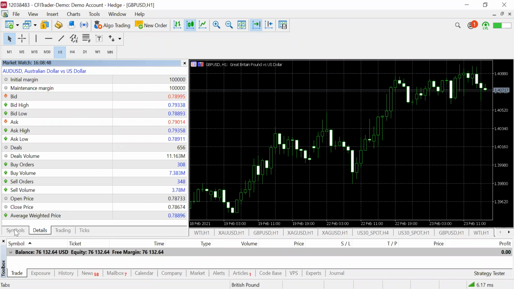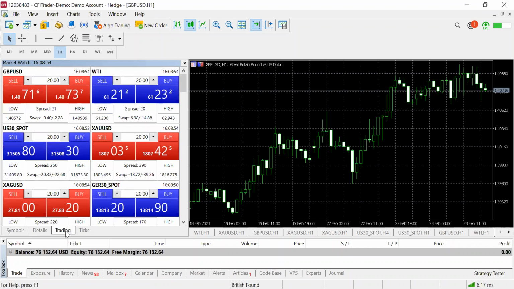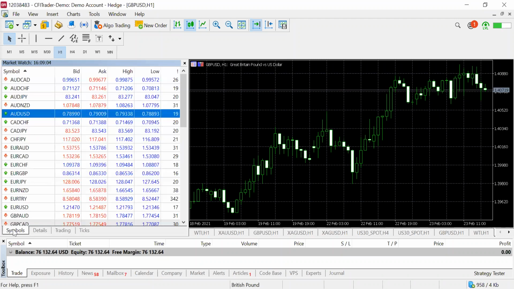Also, if you don't like how the prices and the spread show in this view, you click on trading, this window will pop up and might be even better. Again, it depends on what you like the most. I particularly like it just the way it is, but you can always customize it.